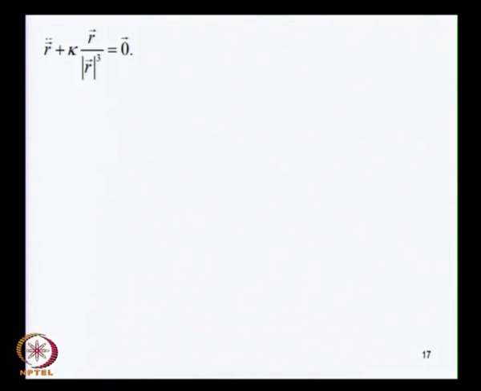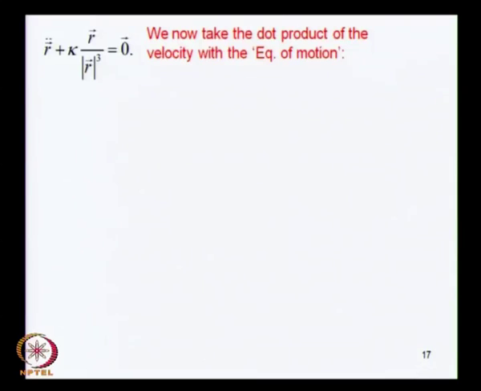Now, this is the equation of motion, and what we will now do is to take the dot product of the equation of motion with velocity. Okay. Now, why do we do that?